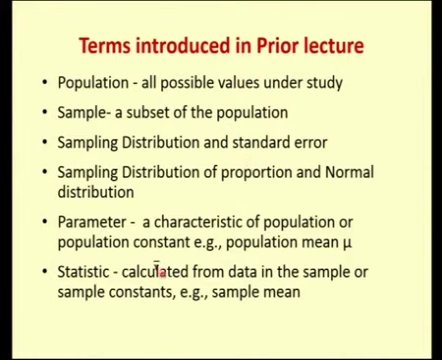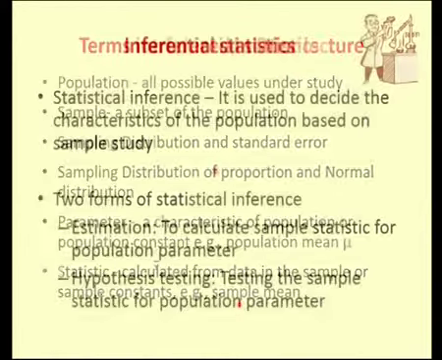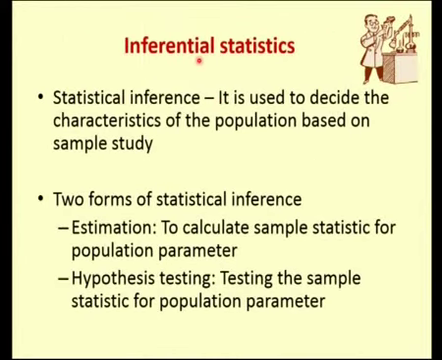As I said, parameters are nothing but the population constants or some measures we calculate from the population, and statistic is nothing but the term which is calculated from the sample, or it is a sample measure. We also call it as the sample constant. We always denote the population parameter in Greek letters and the sample parameters in the alphabet term. So what is this inferential statistics?